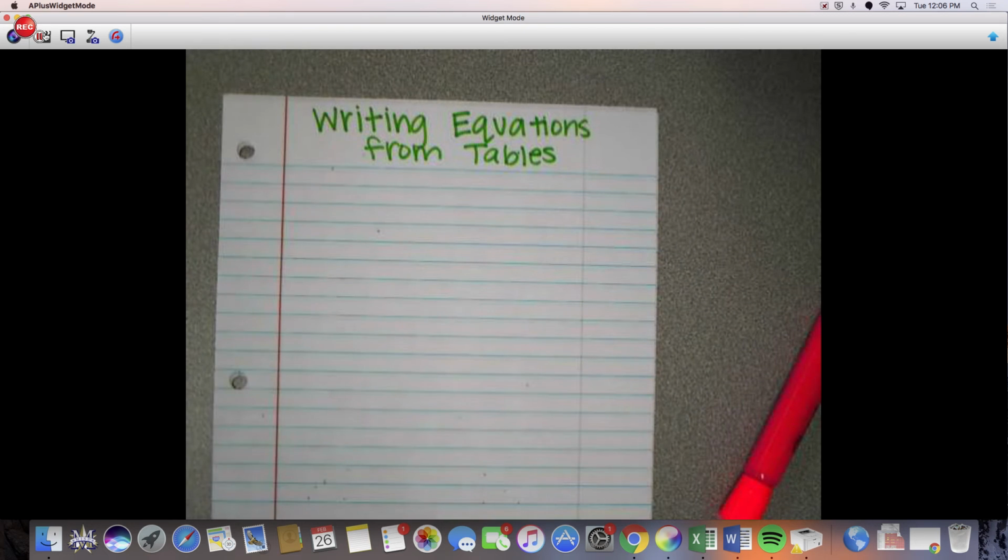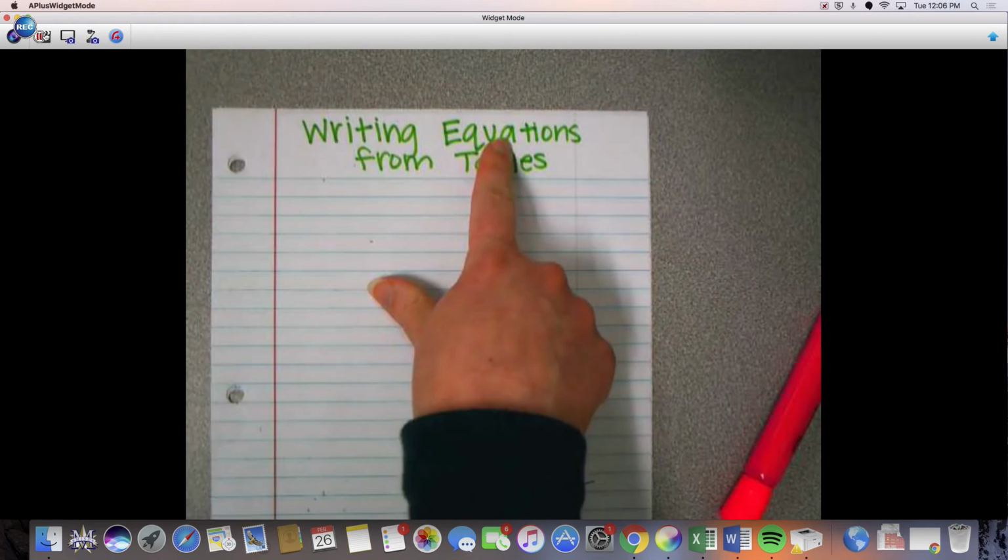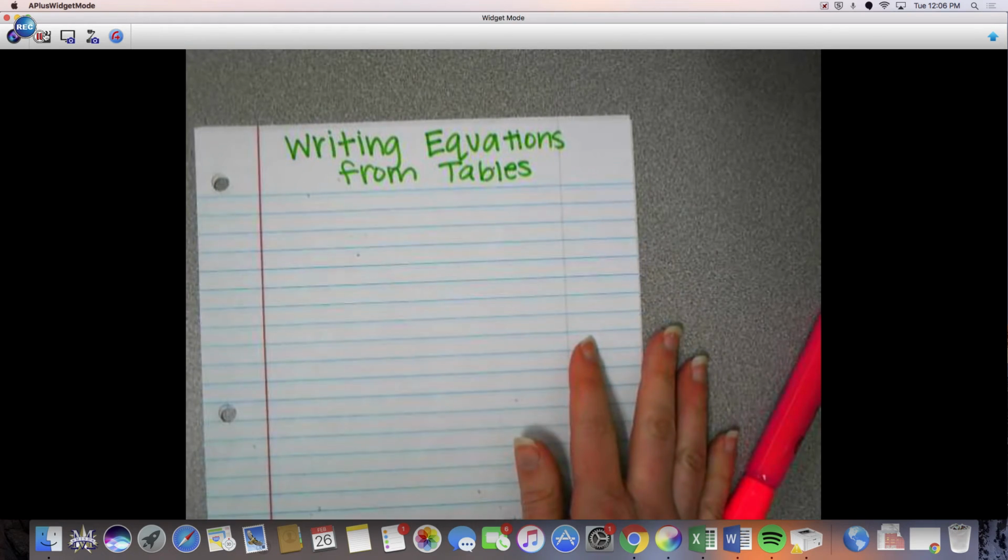Okay, the first thing I want you to do in your notebooks is title your notes, writing equations from tables. That's what we're talking about today.